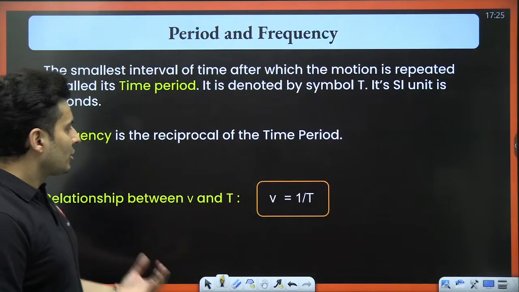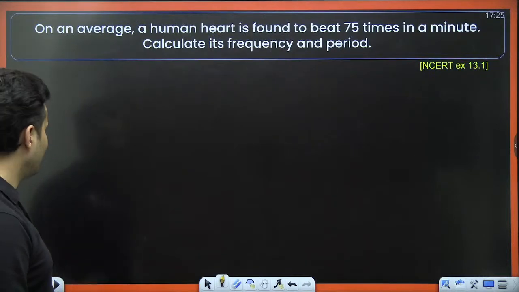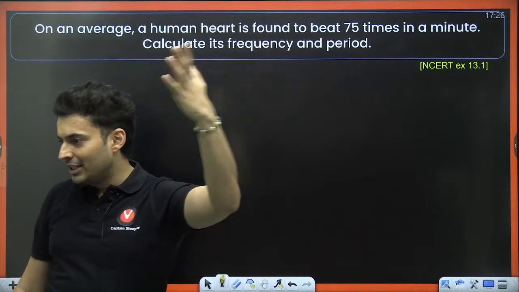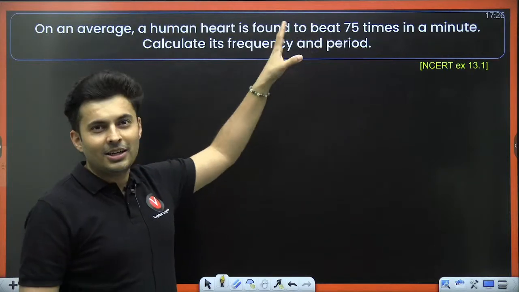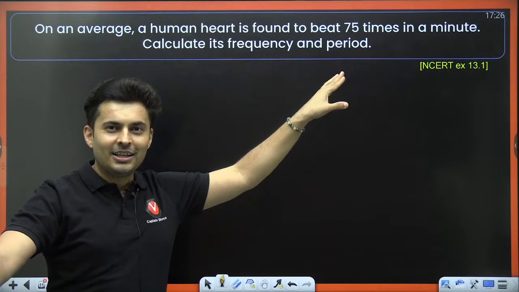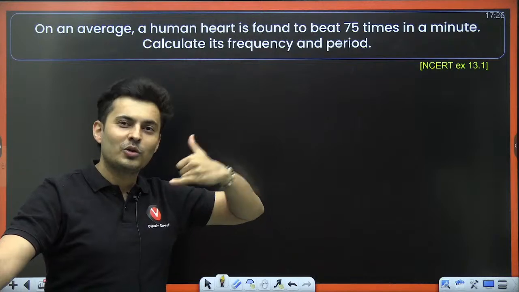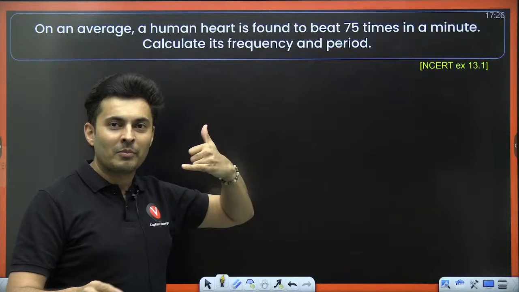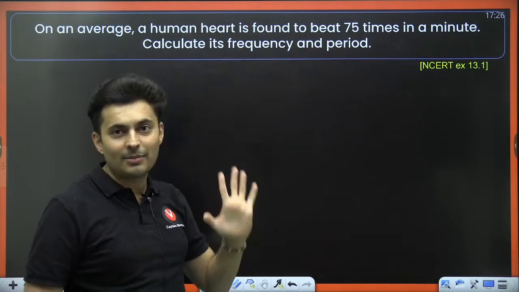Perfecto. So we have discussed what is frequency, we have discussed what is time period. I will not go through that again. So an average human heart is found to beat close to 72 to 75 times. Now in NCERT example, they have used 75, that too in physics. So maybe the person who made the physics NCERT did not call up the biology teacher. He or she has written 75 times a minute.